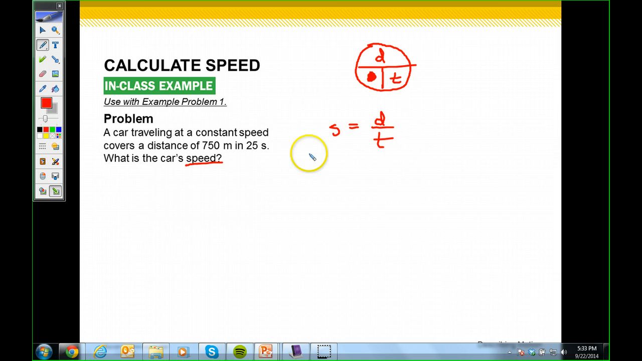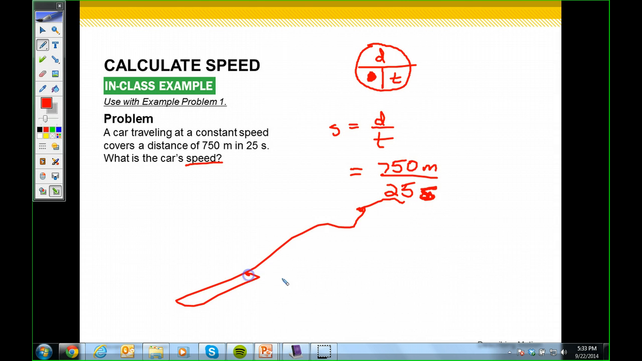I know that's the same thing that the previous slide showed, but I just wanted to show this to you, because whatever I give you, I could give you any two of these, you ought to be able to figure out the third one. So if we take distance, 750 meters, divided by 25 seconds, we then get 30 meters per second.